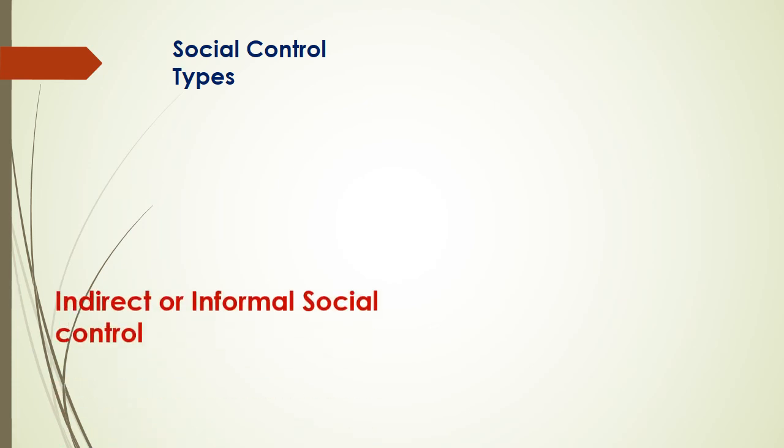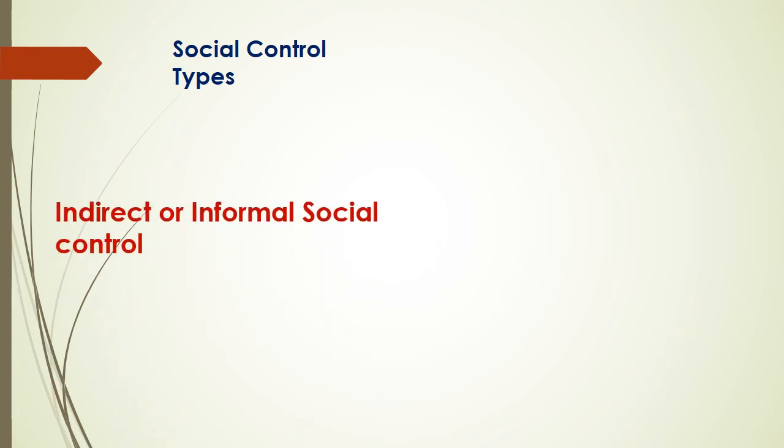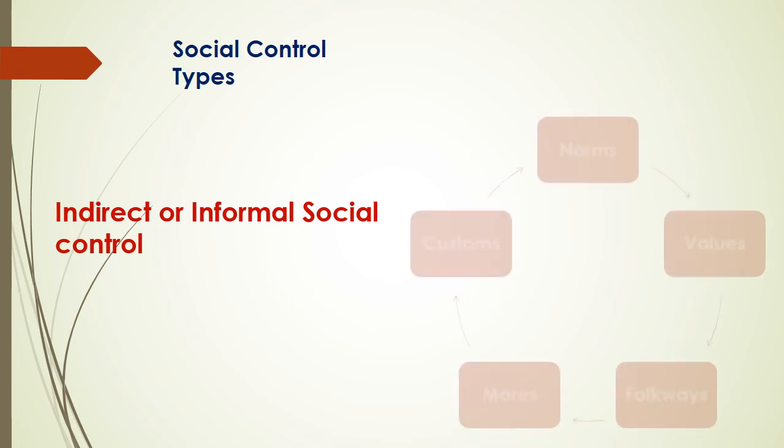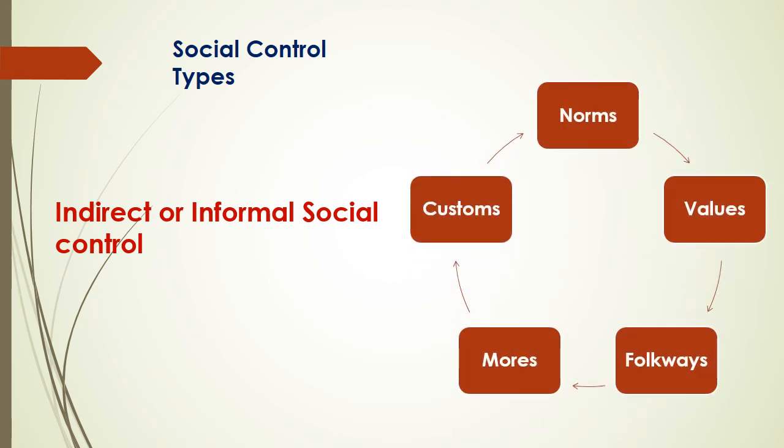Social control types: indirect or informal social control. Direct social control was the previous one, now this is indirect social control. How are individual behavior patterns and group patterns controlled by informal social control? Norms, societal norms, values, folkways, mores, customs are the informal, indirect ways.